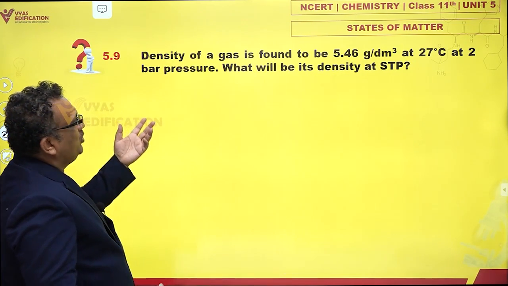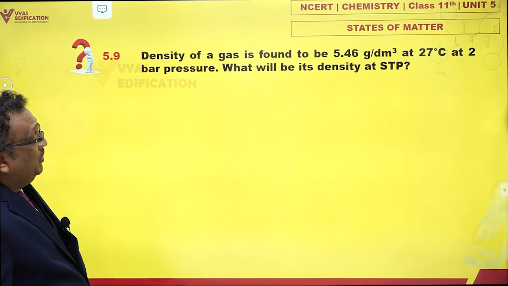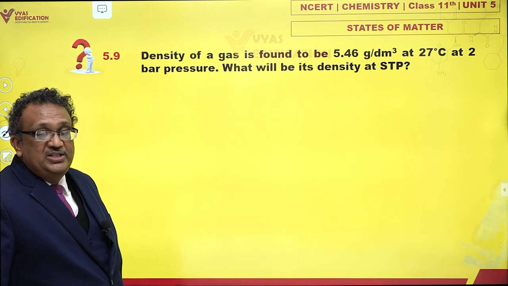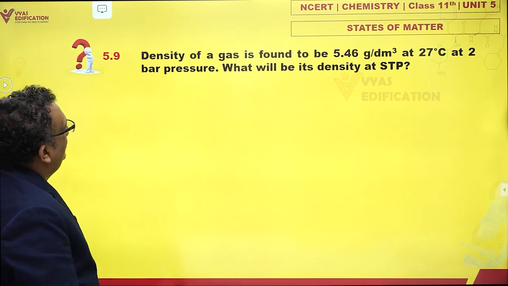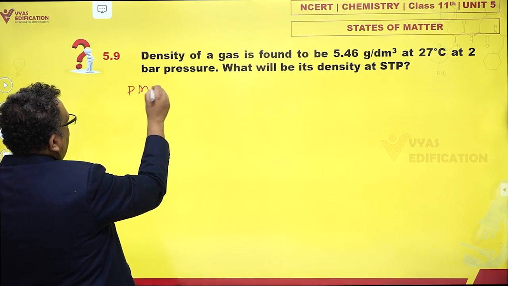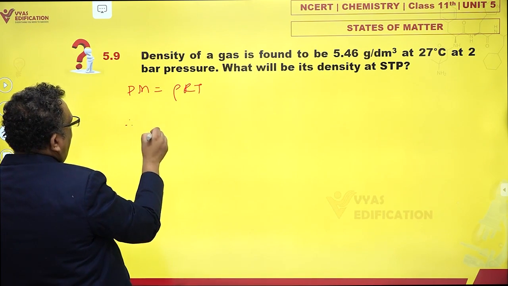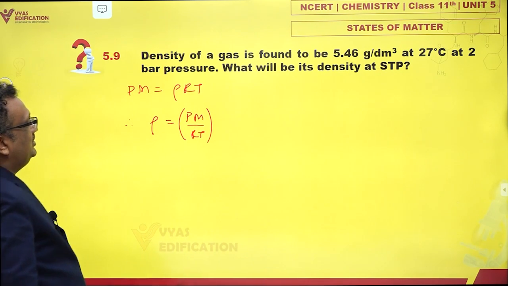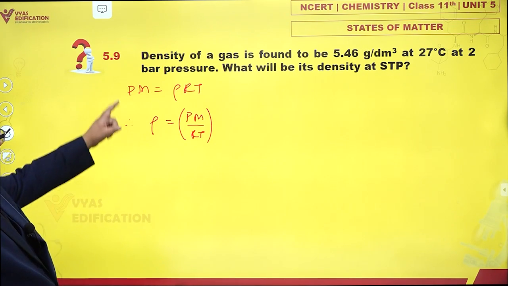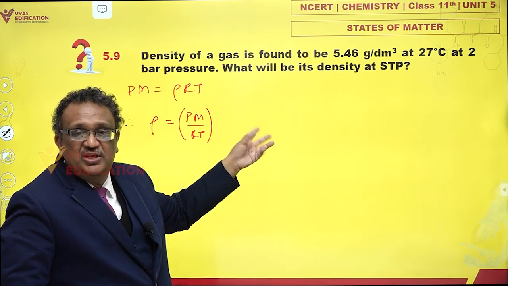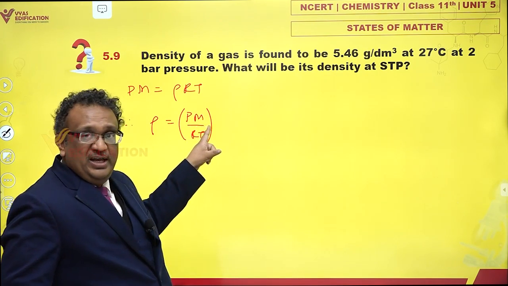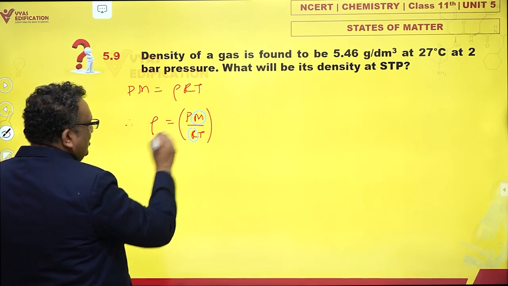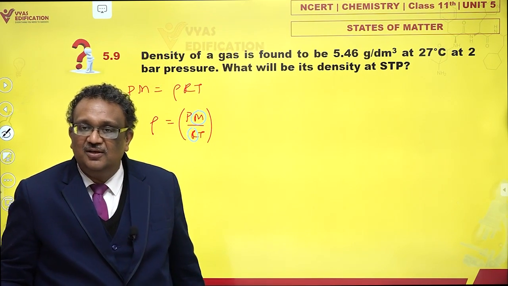Density of a gas is found to be 4.56 grams per decimeter cube at 27 degrees Celsius and at 2 bar pressure. What will be its density at STP? Now, PM is equal to rho RT. Therefore, density is PM upon RT. Right? Now, if the same gas is changing temperature and pressure, please note molar mass of gas remains same. And molar mass and R, the universal gas constant, cannot change, right?